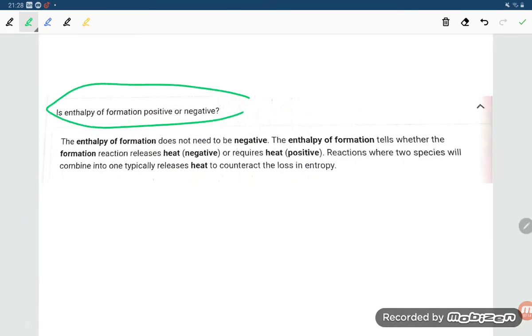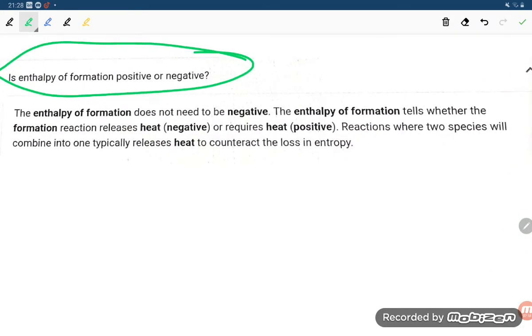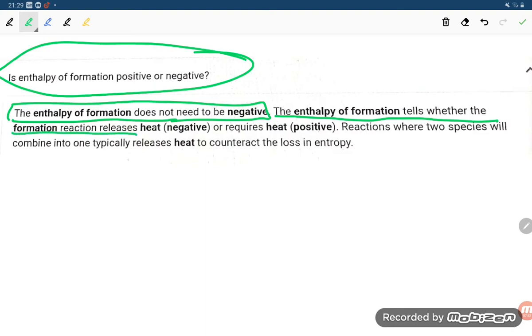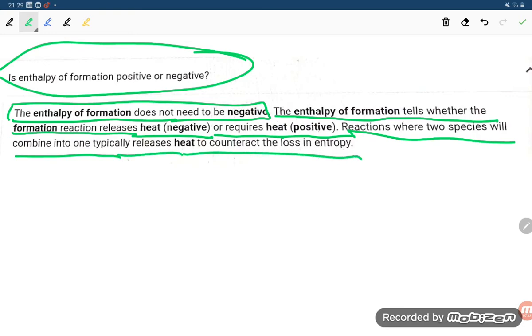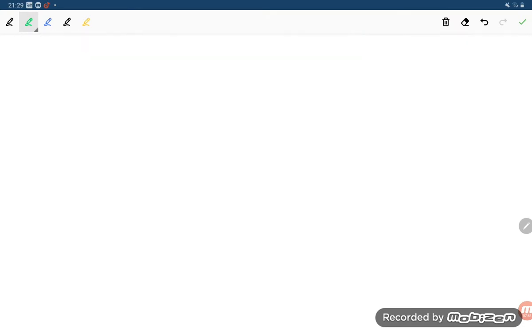Is enthalpy of formation positive or negative? The enthalpy of formation does not need to be negative. The enthalpy of formation tells whether the formation reaction releases heat, negative, or requires heat, positive. A reaction where two species combine typically releases heat, okay, because of the loss in entropy.